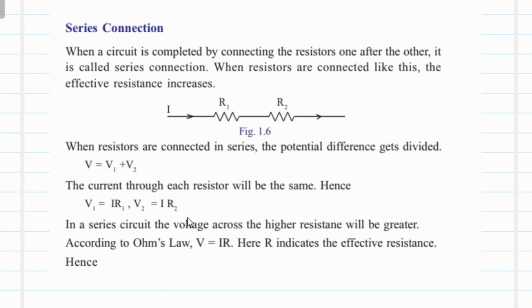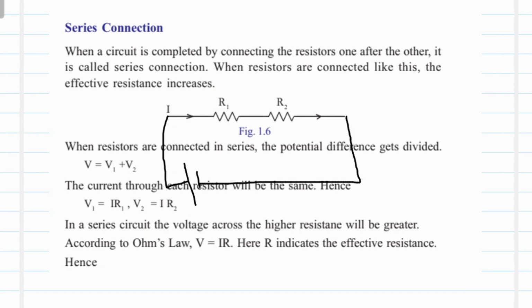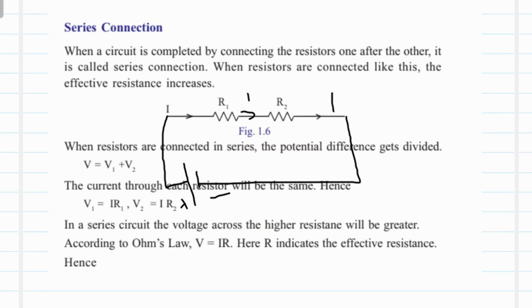Okay. When resistors are connected in series, the potential difference gets divided. Wait, I will show you. I connected it with one battery, say a 9-volt battery or 6-volt battery, plus and minus, having one type of voltage. Now the current will pass through this circuit. The same current I passes here, here also the same current I. But the voltage will differ.